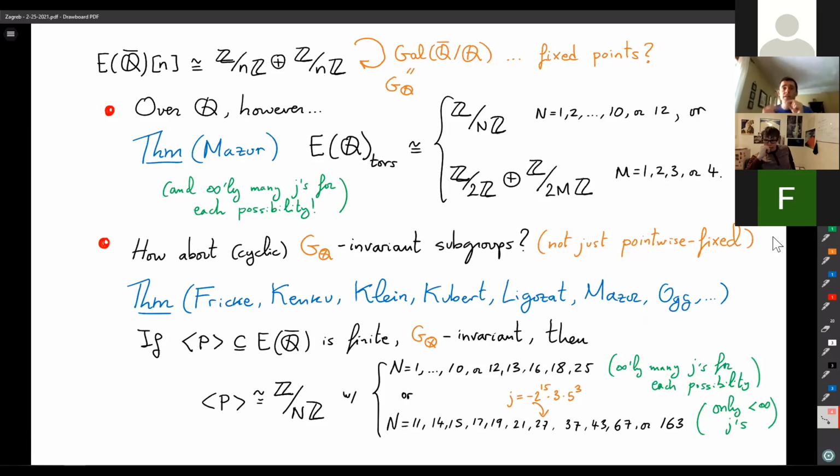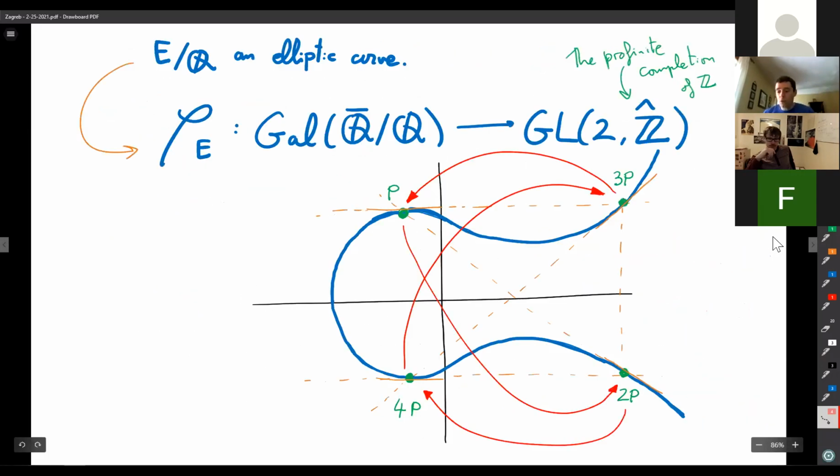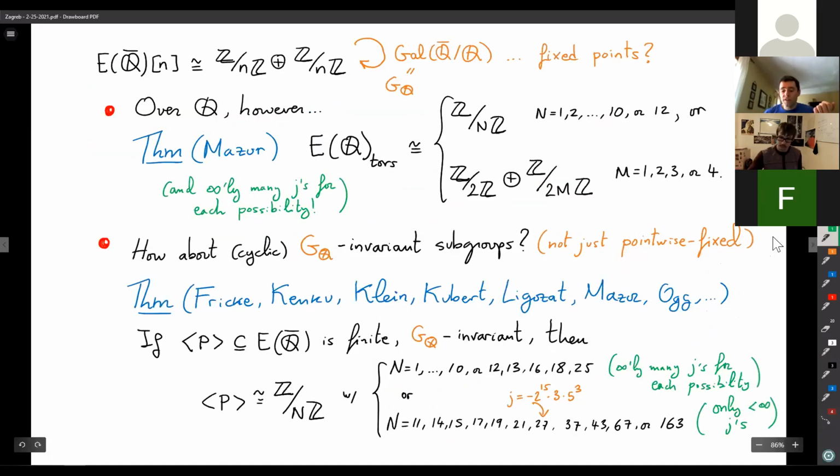One point may be sent to a multiple of itself, like in the very first picture that I had, but those subgroups are fixed by Galois. So in here, the point P was not fixed by Galois, but the orbit of P, which is P, 2P, 3P, 4P, and 5P is O, the point at infinity, that orbit is Galois invariant, and that's what I mean. What are the possibilities for such Galois invariant subgroups?